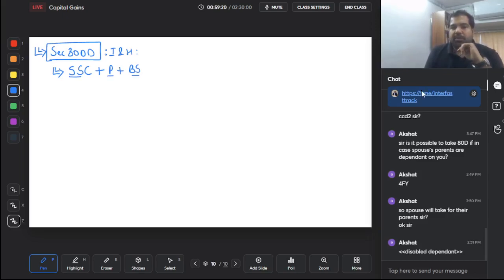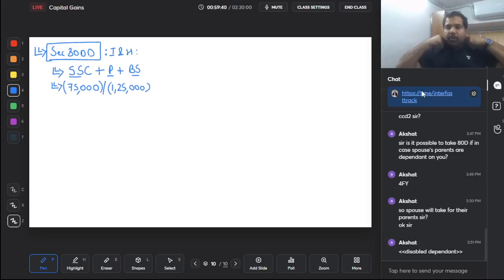So if any of these people are dependent on you and they are disabled, then you will get a deduction, a flat deduction of 75,000. And if the disability is 80% or more, then you will get a flat deduction of 1,25,000. These are the deductions guys. Do you have to spend money? No. This is like the 24A ad hoc deduction.